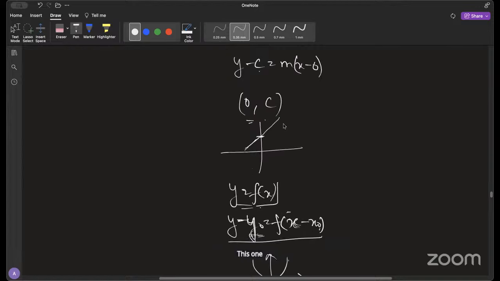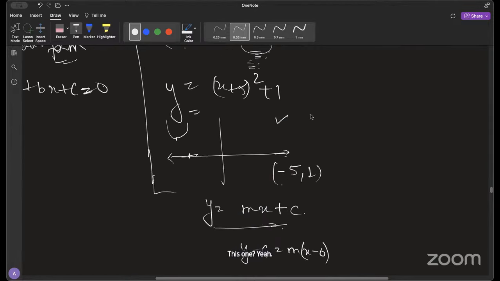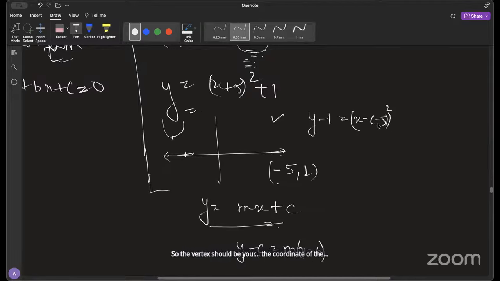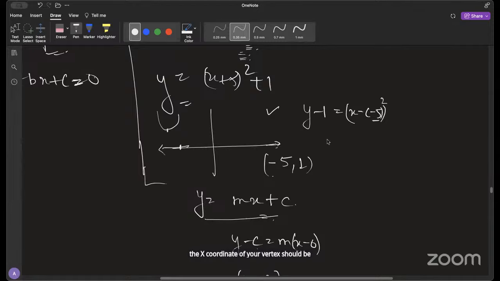So this one here looks like y minus 1 and (x minus of minus 5) whole squared. So the x coordinate of your vertex should be minus 5 and the y coordinate of your vertex should be 1. So you just have to look at what is subtracted from y and what is subtracted from x.